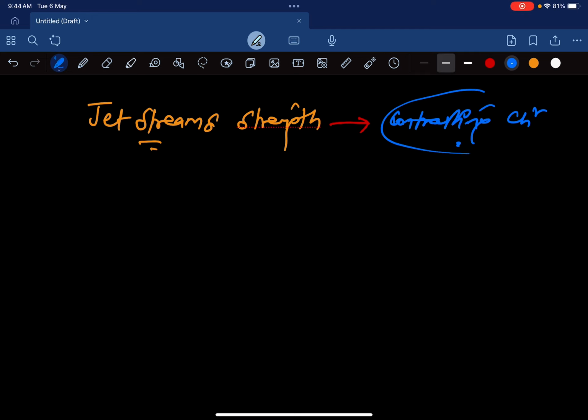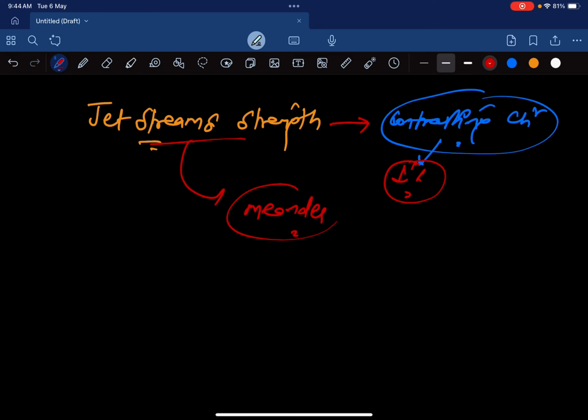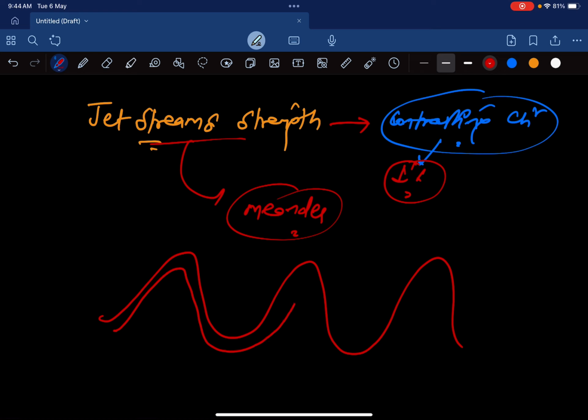And if this contrasting character reduces, these jet streams tend to meander like this around the globe, right.